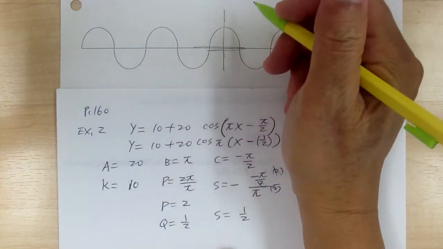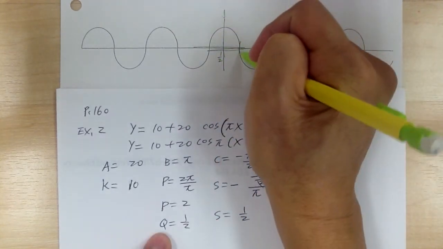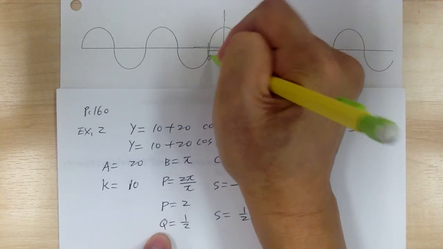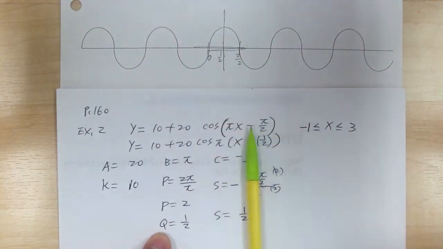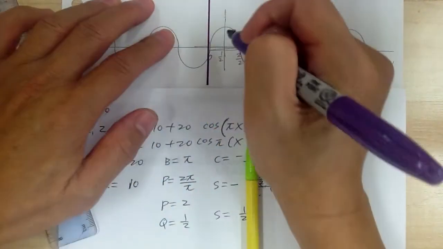Okay, so S. So this is 1/2, and the Q is 1/2. So this would be 2 over 2, and this would be 0. So we know that this is going to be over here. So we got the vertical right over here. So let's take care of that first.